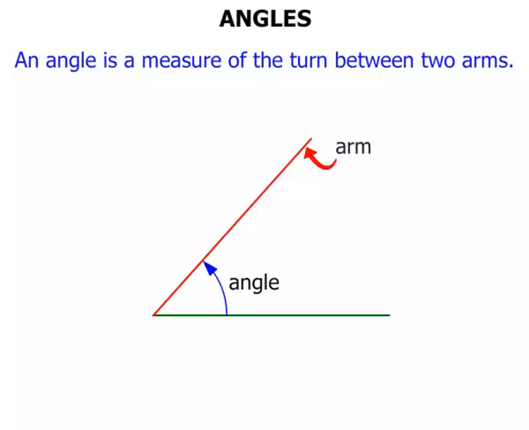This is an arm, and this is an arm. So two arms there create the angle. This is known as the corner, sometimes referred to as the vertex. So you'll need to know both terms, corner and vertex.